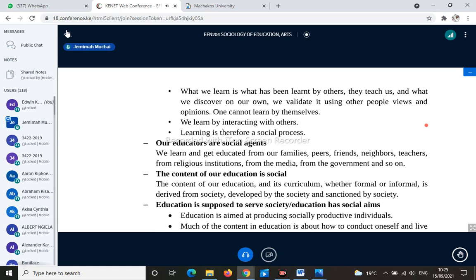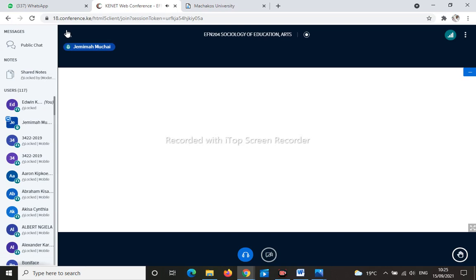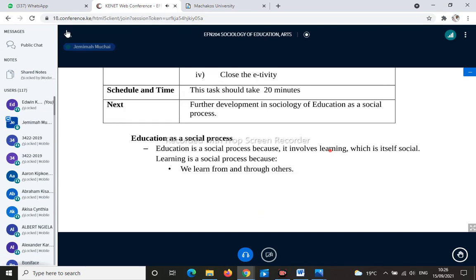What we learn is what has been learned by others, the teachers, and what we discover on our own, we validate using other people's views and opinions. One cannot learn by themselves. We have said that education is social because it involves learning, and we have said learning is social. This is number one of education as a social process.